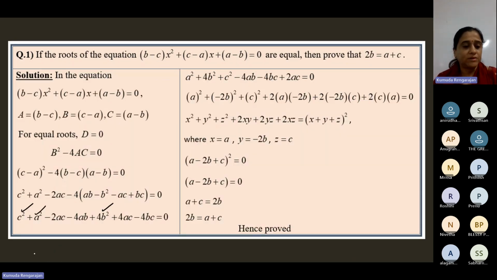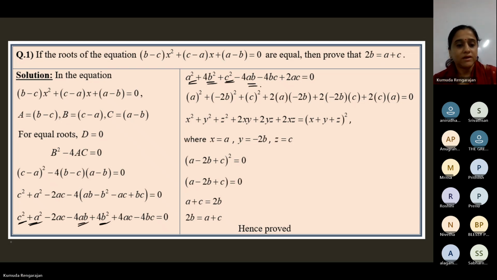So here, after simplifying, we have 6 terms, of which 3 are perfect squares. I've just arranged the perfect squares in the order a, b, c. So you can see a squared written first, then plus 4b squared, then plus c squared, and then minus 4ab and minus 4bc. And we simplify these two, so plus 2ac is equal to 0.